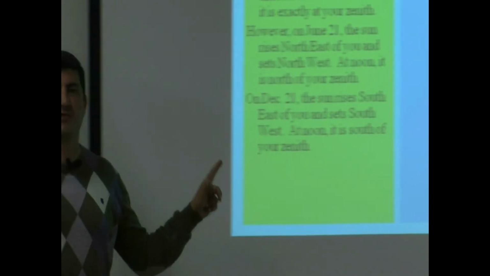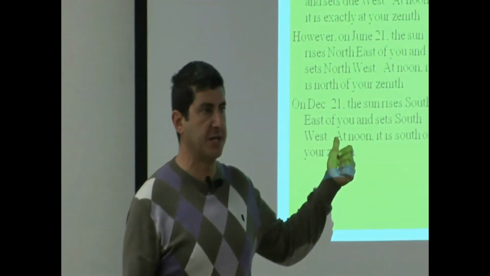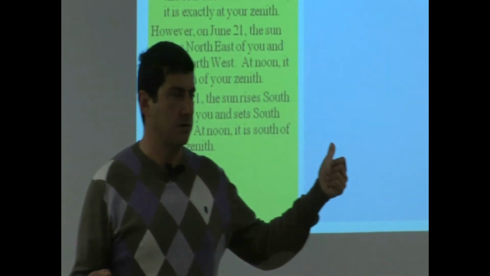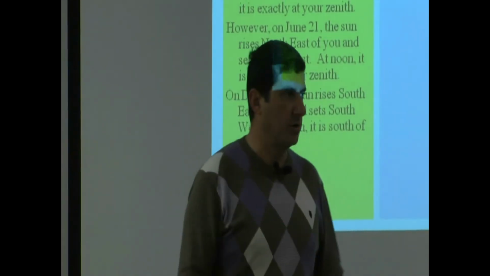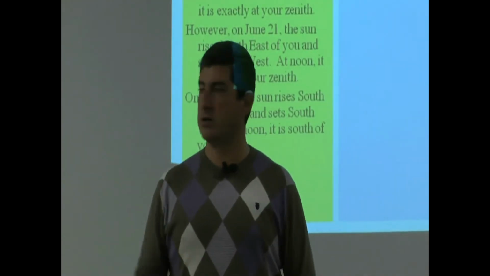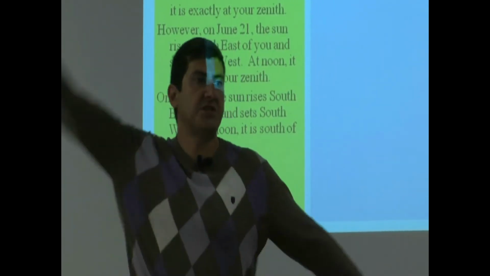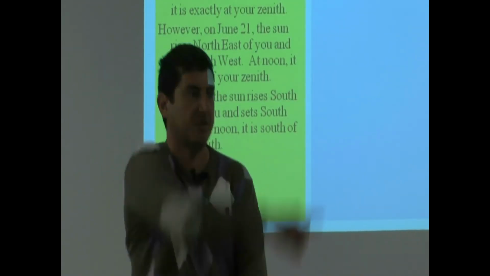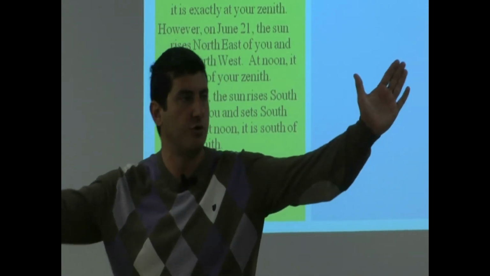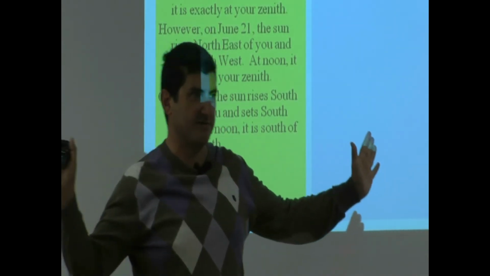If the tilt of the Earth had been 0, would this phenomenon occur? If the Earth didn't have a tilt? No. If the Earth didn't have a tilt, I'm on the equator every day of the year. East of me, west of me, east of me, west of me. It would never go north and then back down, you see.